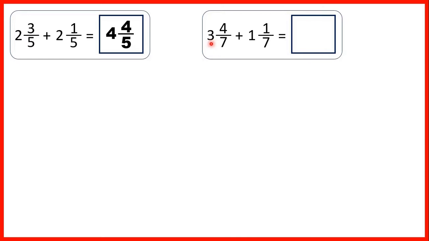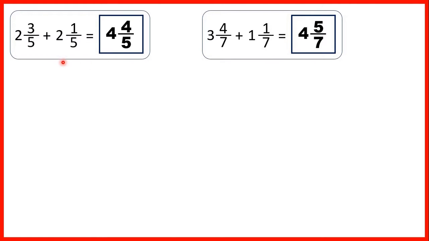Next, we have 3 and 4 sevenths plus 1 and 1 seventh. We can start by adding our fractions together. The denominator stays the same in our answer, and 4 plus 1 is 5. Then we can add our whole number. So 3 plus 1 is 4, and that gives us our answer, 4 and 5 sevenths.